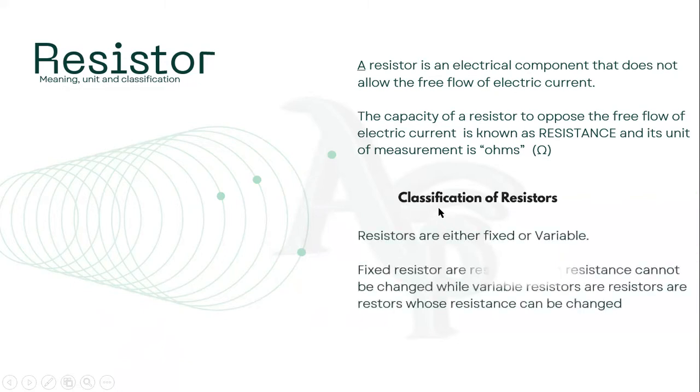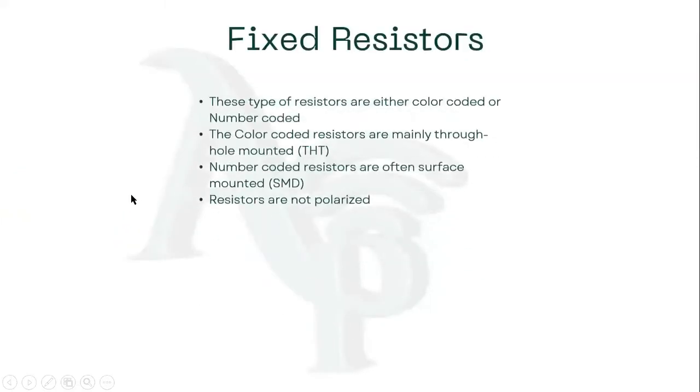So resistors can either be fixed or variable, right? Fixed resistors are resistors whose resistance cannot be changed. In other words, the specified resistance that the manufacturer gives is what the actual resistance is. It cannot be changed. While variable resistors are resistors whose resistance can be changed.